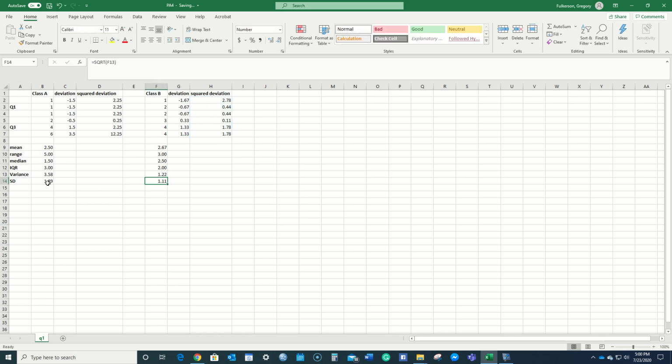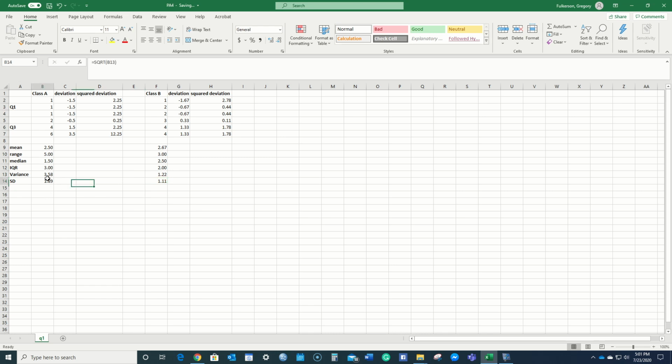Okay, and then our standard deviation is just going to be the square root of the variance. So if we type equals the square root, SQRT, in this case of cell B13, which is our variance, that'll give us our standard deviation. And over here, the square root of cell F13, right? So the square root in parentheses F13, and that's our standard deviation for class B.